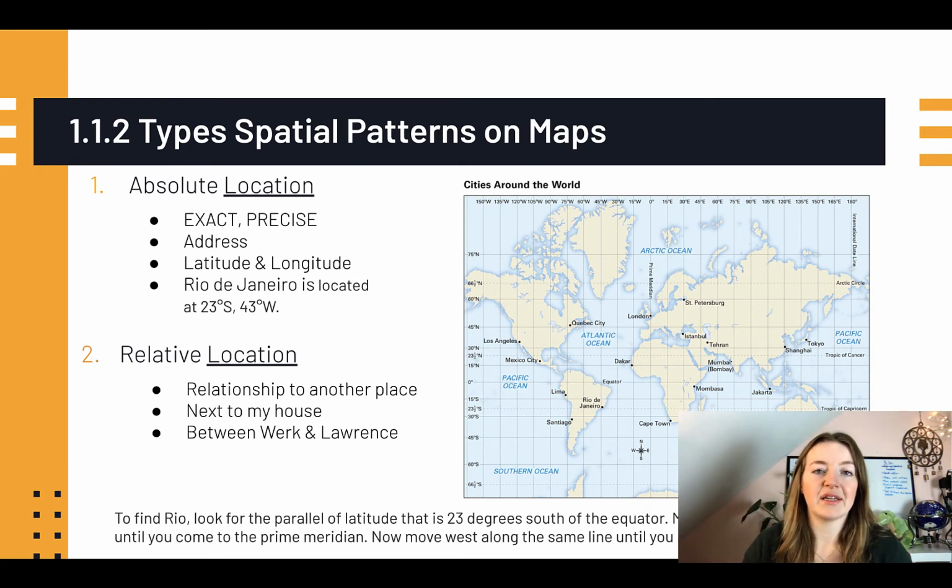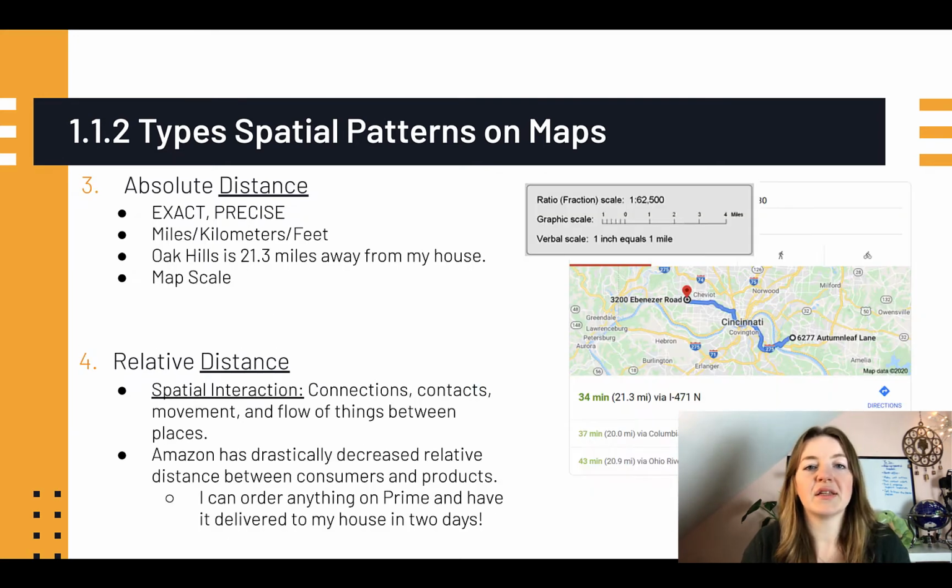Could say something like, it's next to my house. It's between Bethel and Lund. It's a whole bunch of different ways that we can look at a location relatively. And then we kind of get the same thing with absolute distance and relative distance. Absolute, again, exact and precise, but this time instead of looking at location, we're looking at distance.